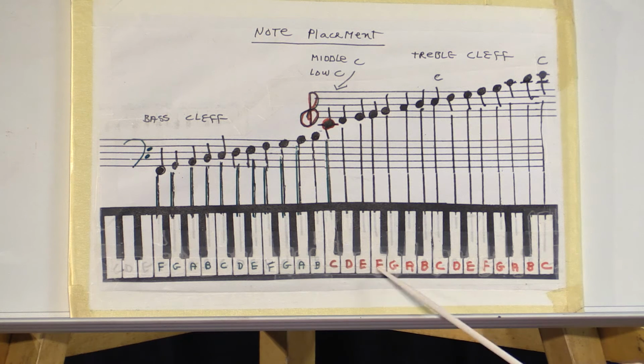C, D, E, F, G, 1 sharp. G, A, B, C, D, 2 sharps. D, E, F, G, A, 3 sharps.